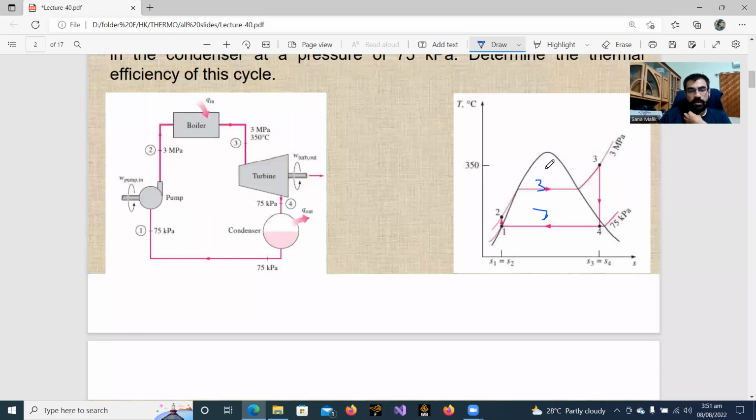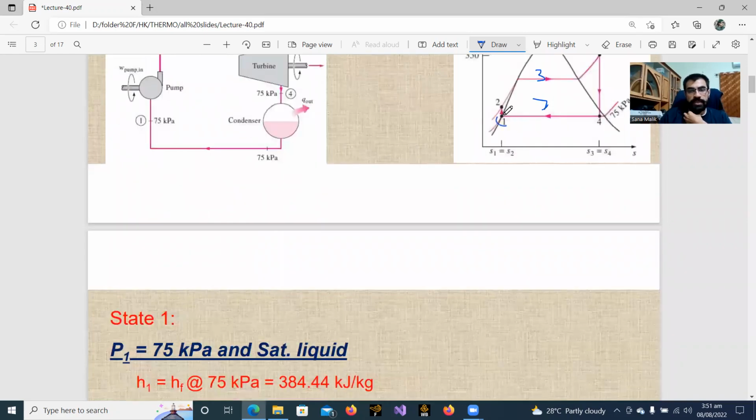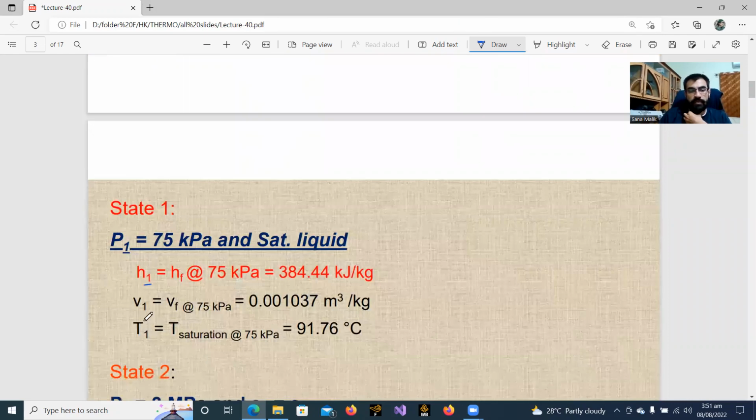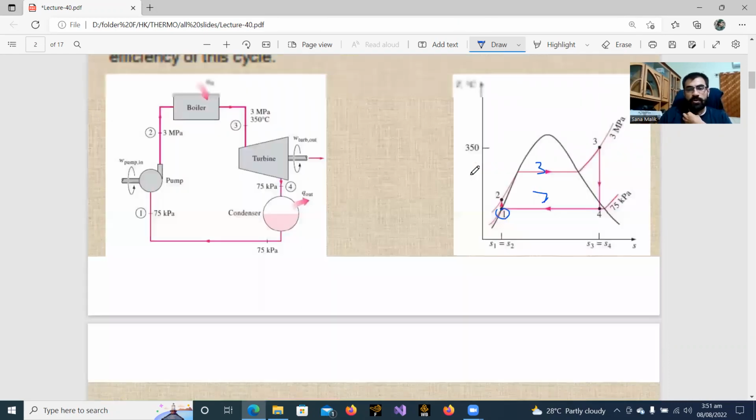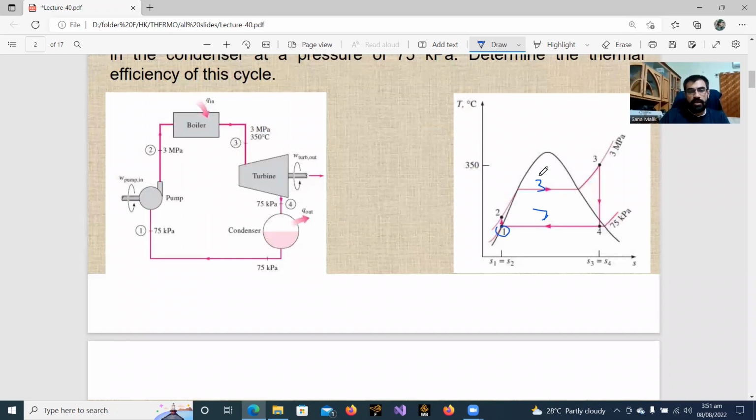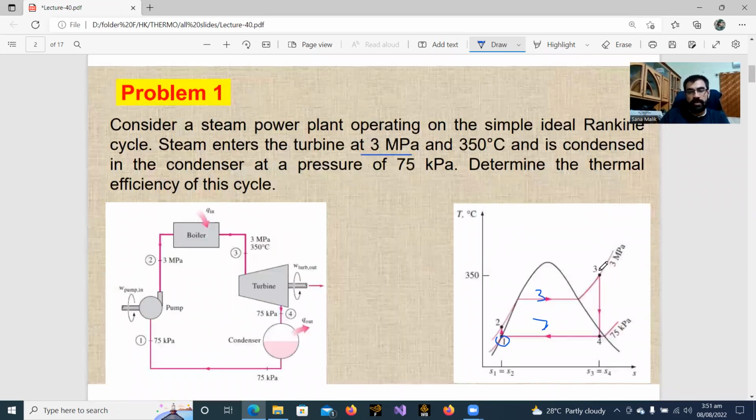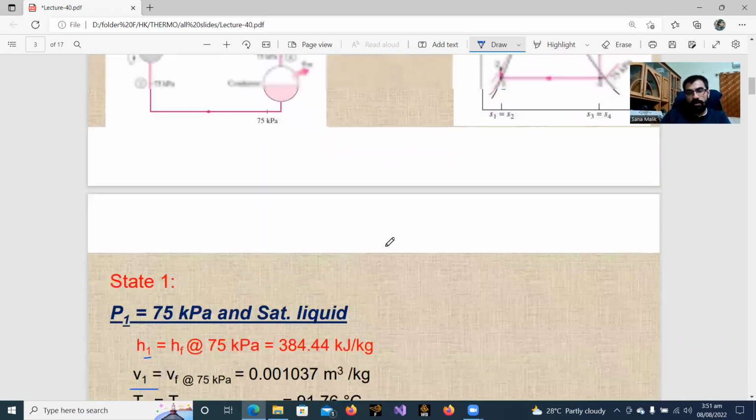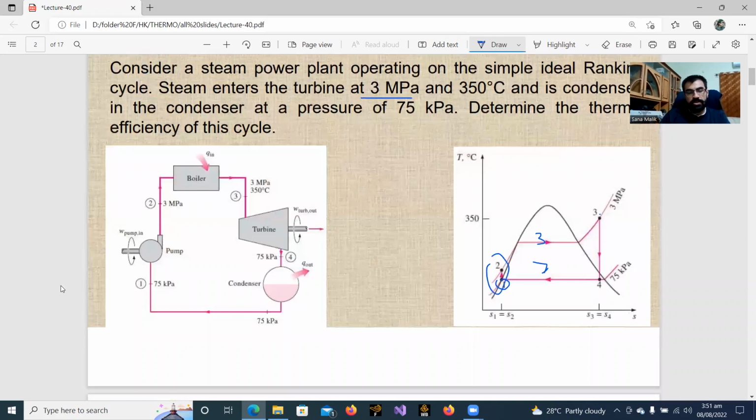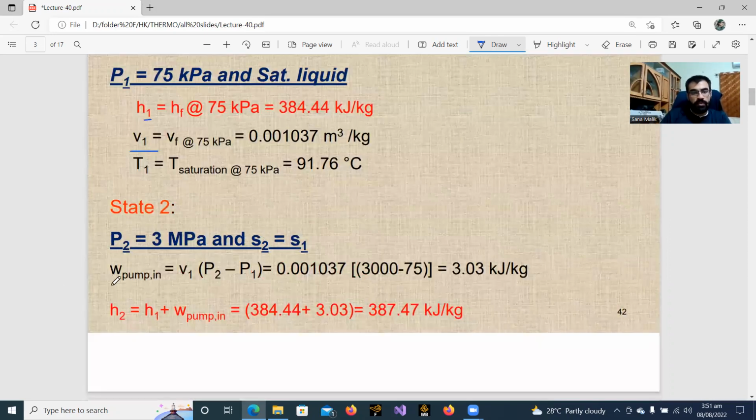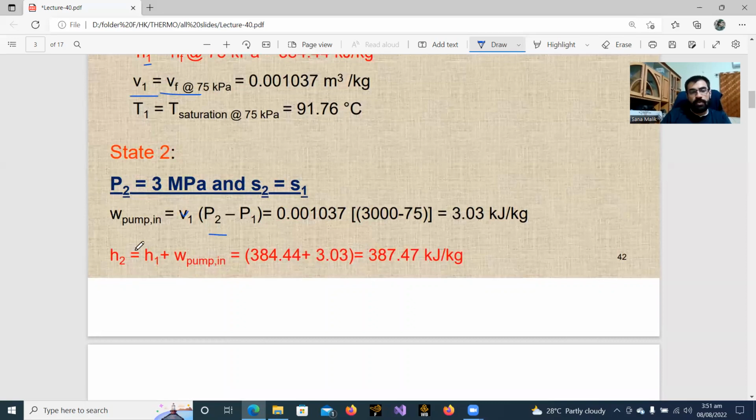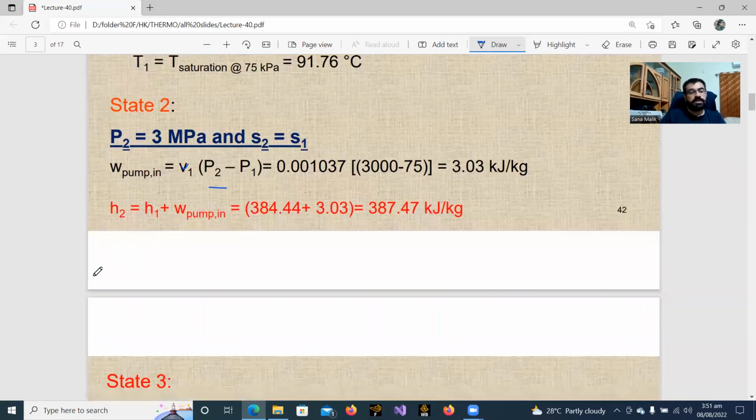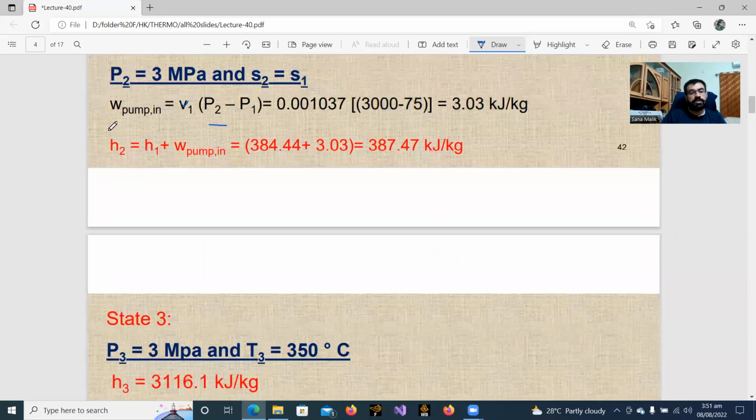so for P1 we know it is saturated liquid, so HF, VF, and for P2 we know this is the 3 megapascal turbine inlet pressure and temperature. We will find S2, which will also be equal to S1, isentropic compression process. So work of pump will be specific volume times P2 minus P1. We know the specific volume. We know P2 and P1. Work of pump in terms of the enthalpy difference is this. We will find enthalpy at state 2.